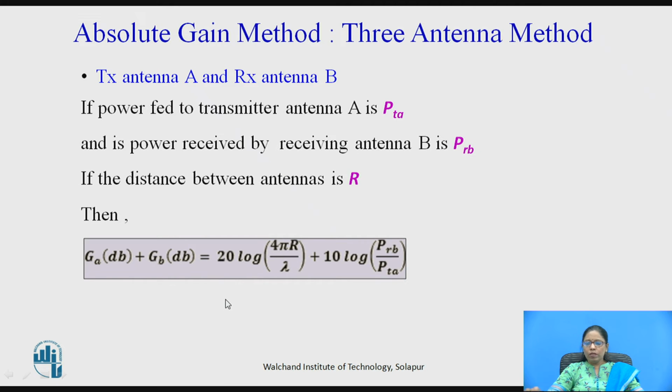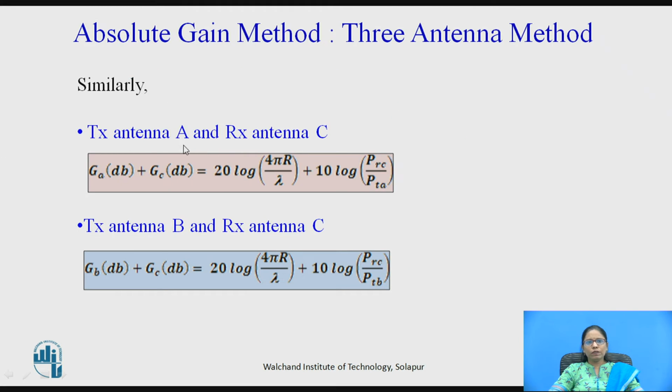Similarly, I can consider transmitting antenna A, but the receiver is now changed to C. Now again I will write the same equation. Here, instead of GB there is GC, and the equation is the same, but as the receiver is antenna C, it comes to be PRC. Now I'll change the transmitter and keep the same receiver. The receiving antenna is C, the transmitter is B. So here the addition of the gains will be GB and GC. As the transmitter is changed, the transmitted power will be PRB and the received power is PRC as it is.